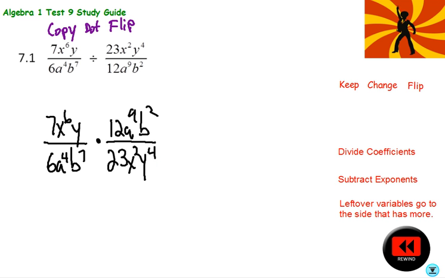Where do you start? You know, it doesn't really make a difference. Just pick somewhere to start. Let's start with the numbers, though, the coefficients, the numbers in front. We'll get to the exponents in a second. So let's say 6 goes into 12 2 times.